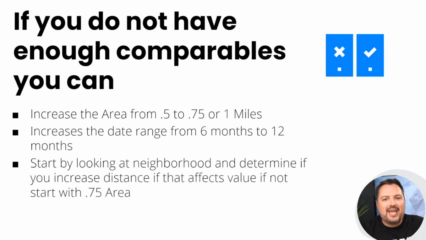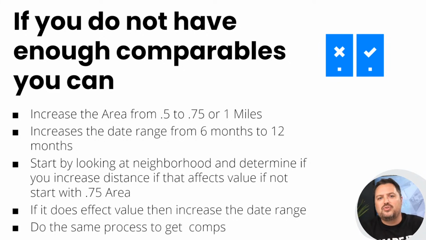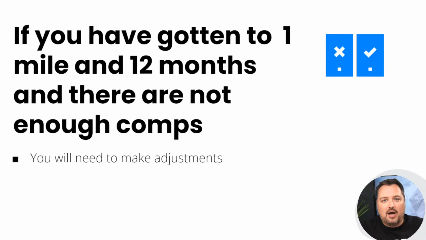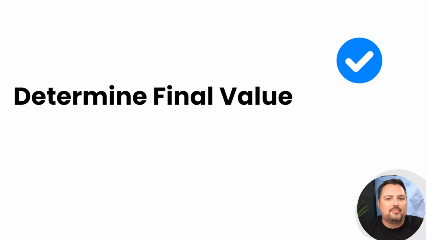You start by looking at the neighborhood and determining if you can increase the distance, if that affects your value, as we talked about the different values. If it does affect the value, then you want to increase the date range. And you do the same process until you can actually get comps. If you've gotten to 1 mile and 12 months and there's not enough comps, you need to make some adjustments. The area is going to be very hard to determine a solid value unless you make some of those adjustments, and that can be very scary when you're making some of those.